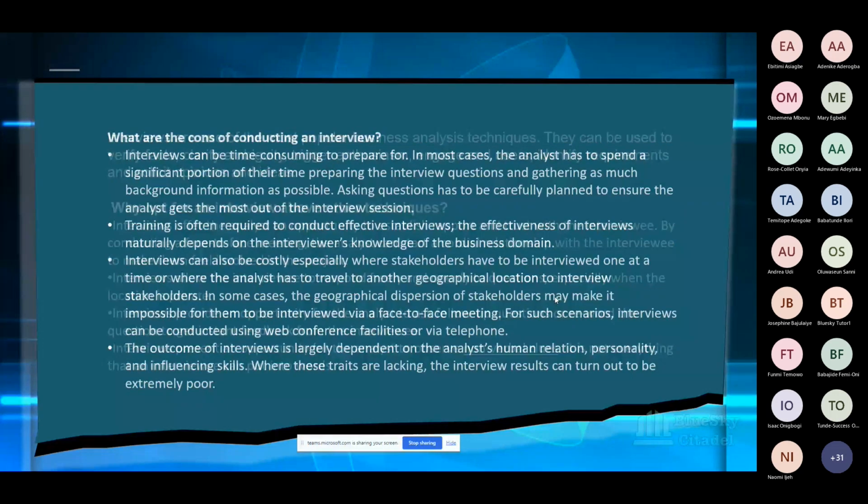So what are the cons? What issues can arise from using the interview technique? Some of it, interviews can be time consuming to prepare for. In most cases, the analyst has to spend a significant portion of their time preparing the interview questions and gathering as much background information as possible. Asking questions has to be careful, to ensure the analyst gets the most out of the interview session.